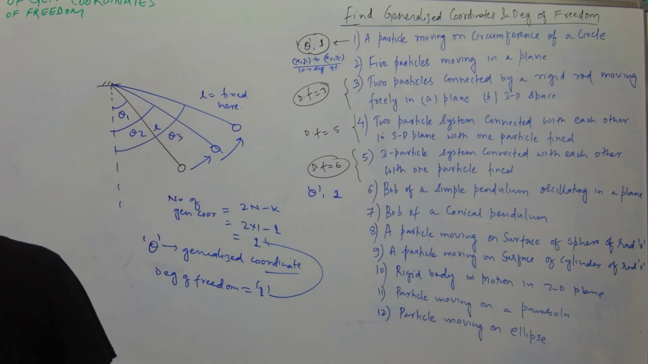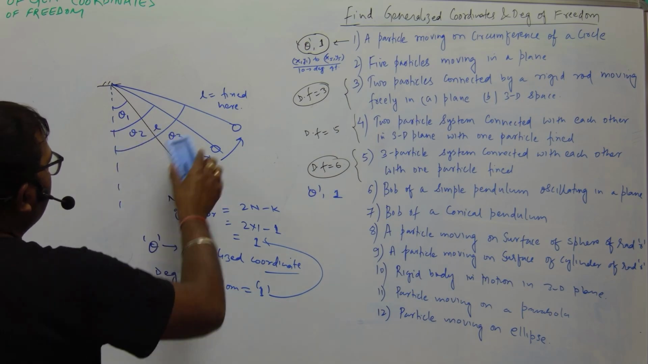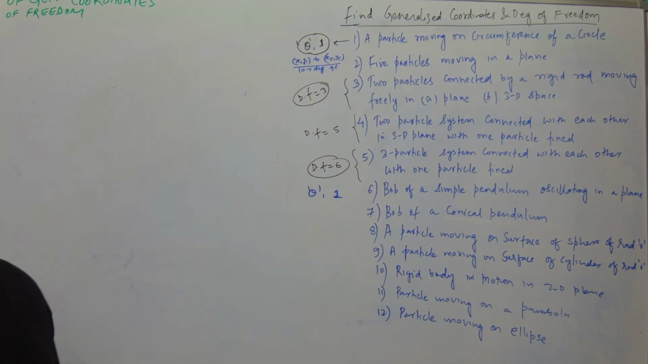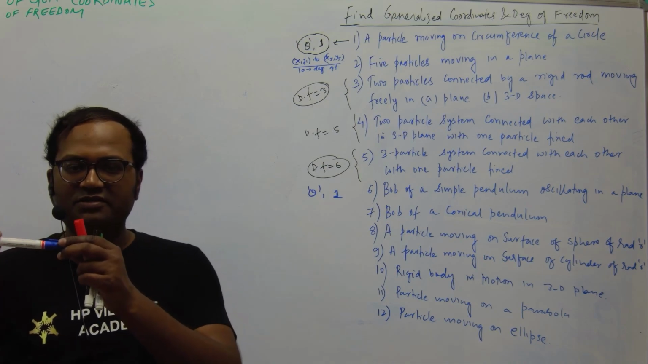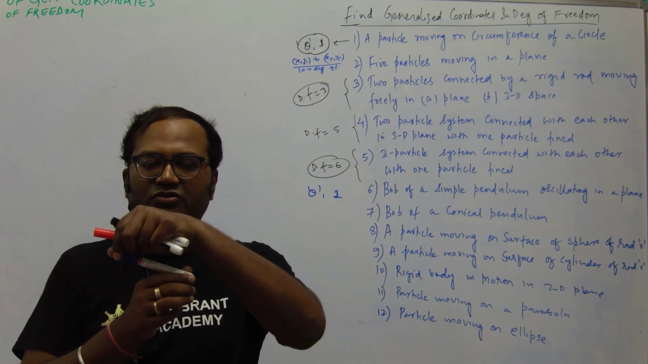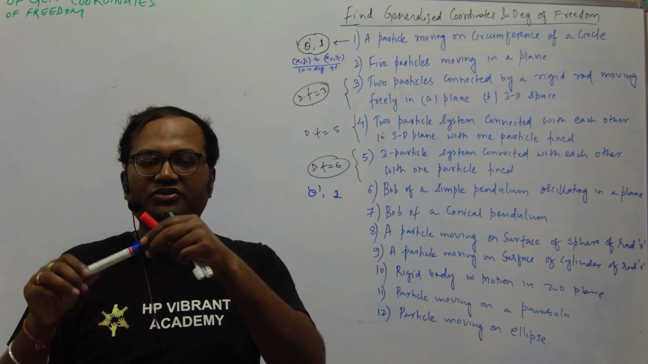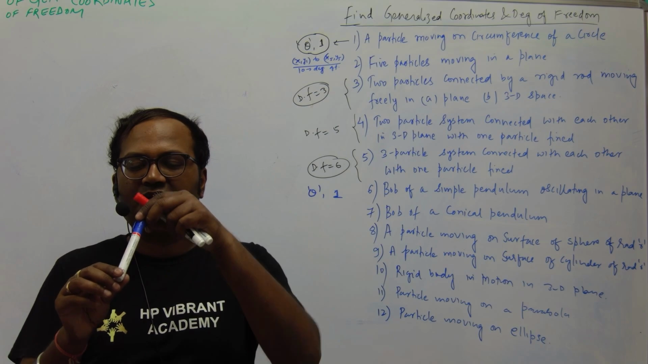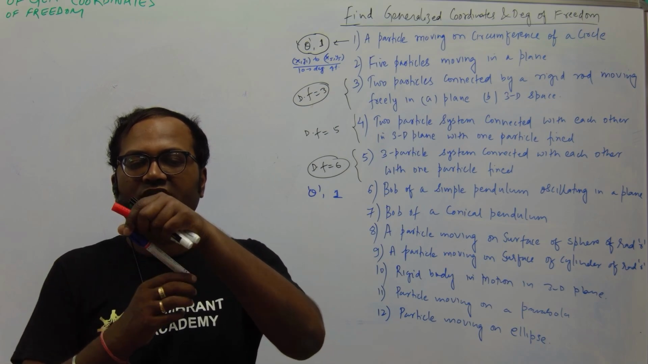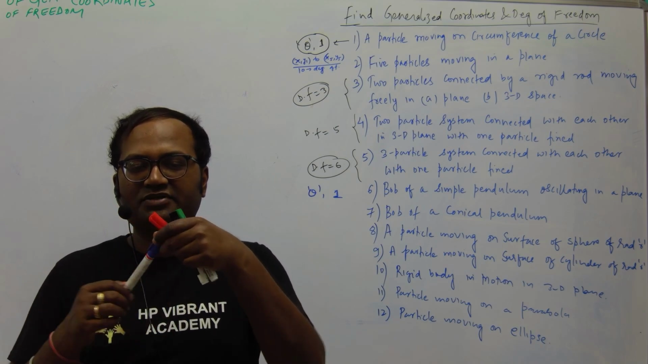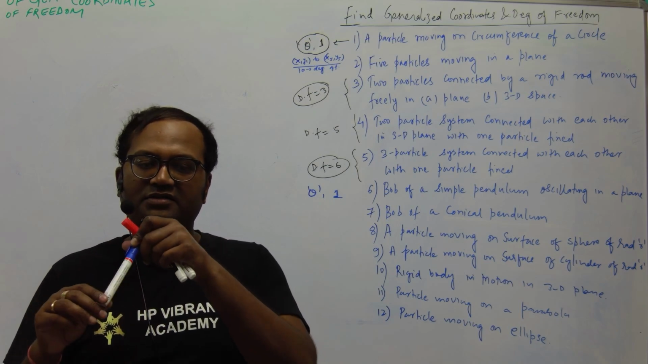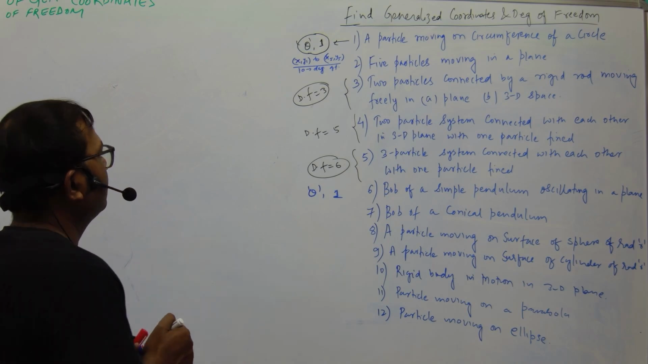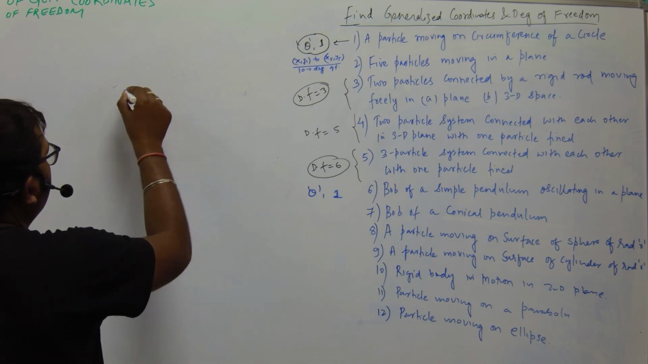Bob of a conical pendulum. Let us draw a conical pendulum. In simple pendulum, the particle is moving like this in 2D plane. On changing the value of theta, the position of particle is getting changed. But in case of a conical pendulum, it is moving like this, in a 3D space, and the value of phi is constant here. So the only change is in the r and z value. Let us draw a conical pendulum.